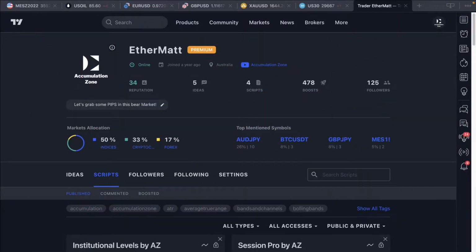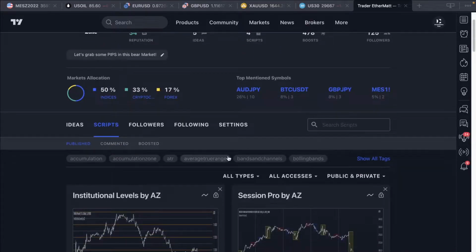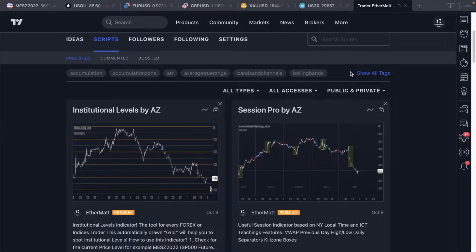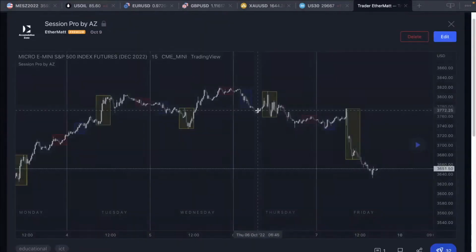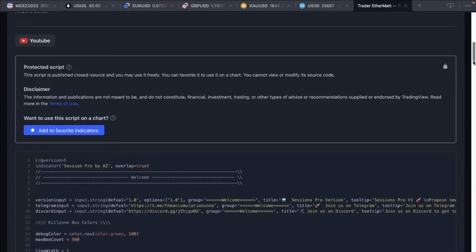I recently released this free indicator, a session indicator, and you can click on the link in the description, and then you end up on my profile here, and you scroll down to the script section, and here you will find the Session Pro indicator. You click on this indicator, you scroll down a little bit, and then you click on Add to Favorite Indicators. And now it's added to your favorite indicators, and we can work with it.